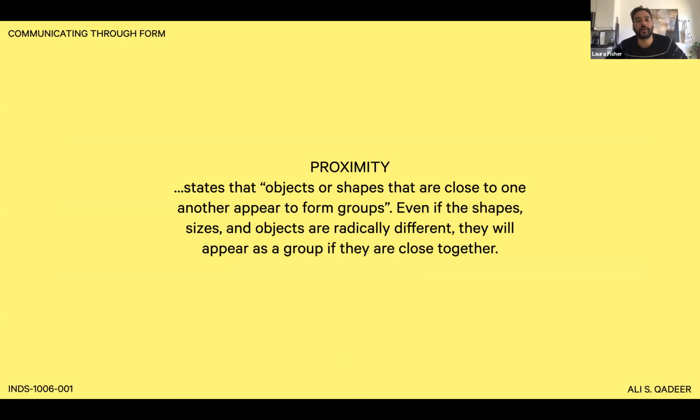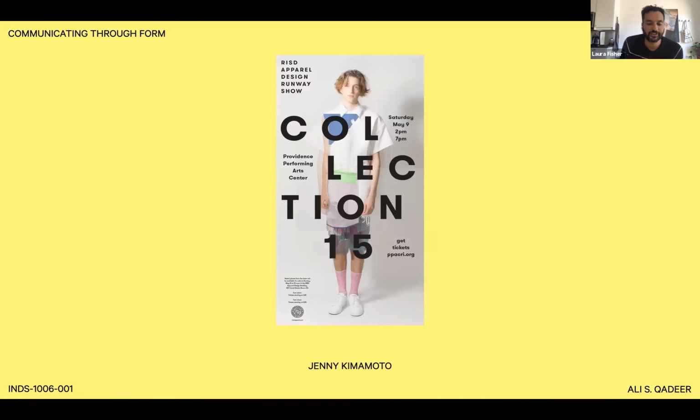Proximity states that objects or shapes that are close to one another appear to form groups. Even if the shapes, sizes, and objects are radically different, they will appear as a group if they are close together. This poster by Micah Barrett separates each quantum of information and scatters them across the page. Still, they remain clear and legible.